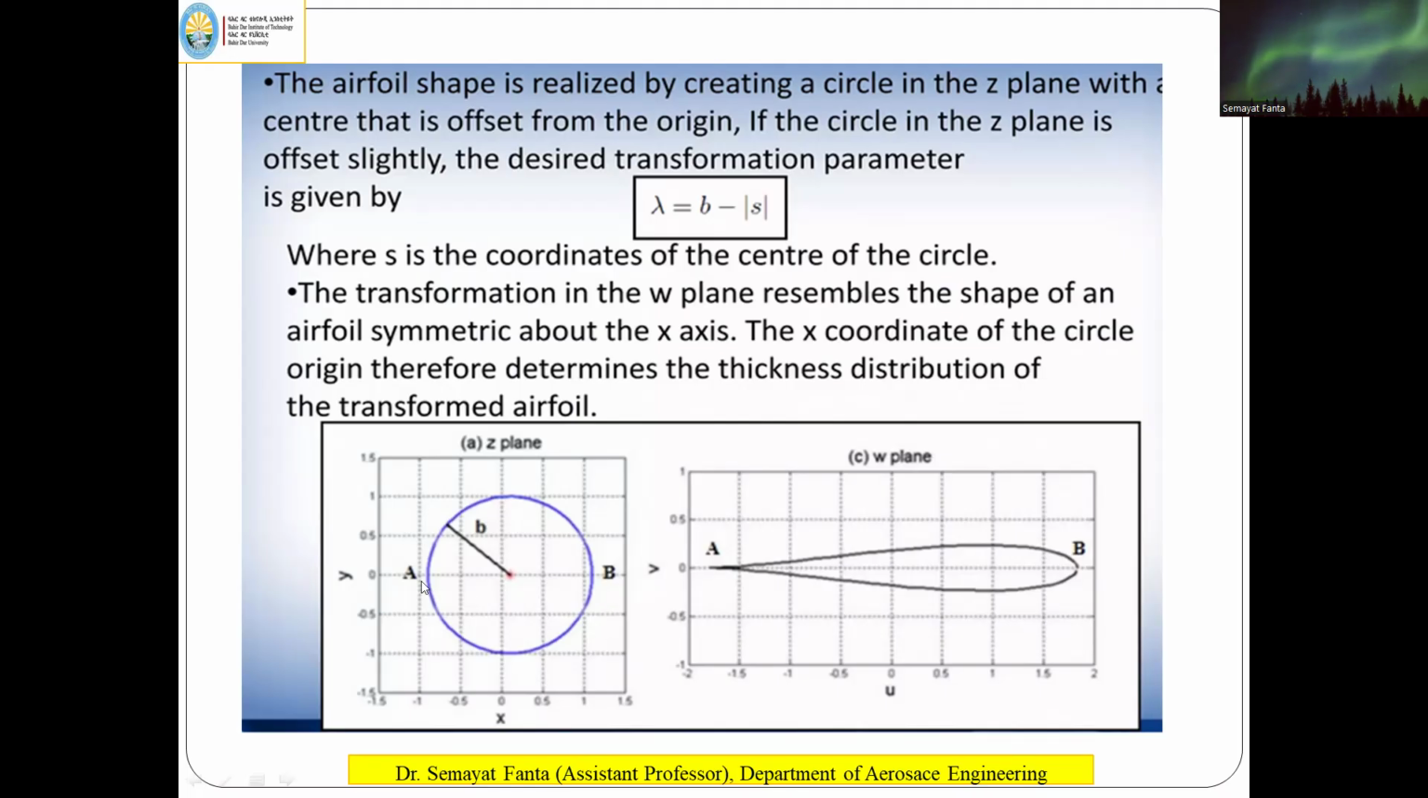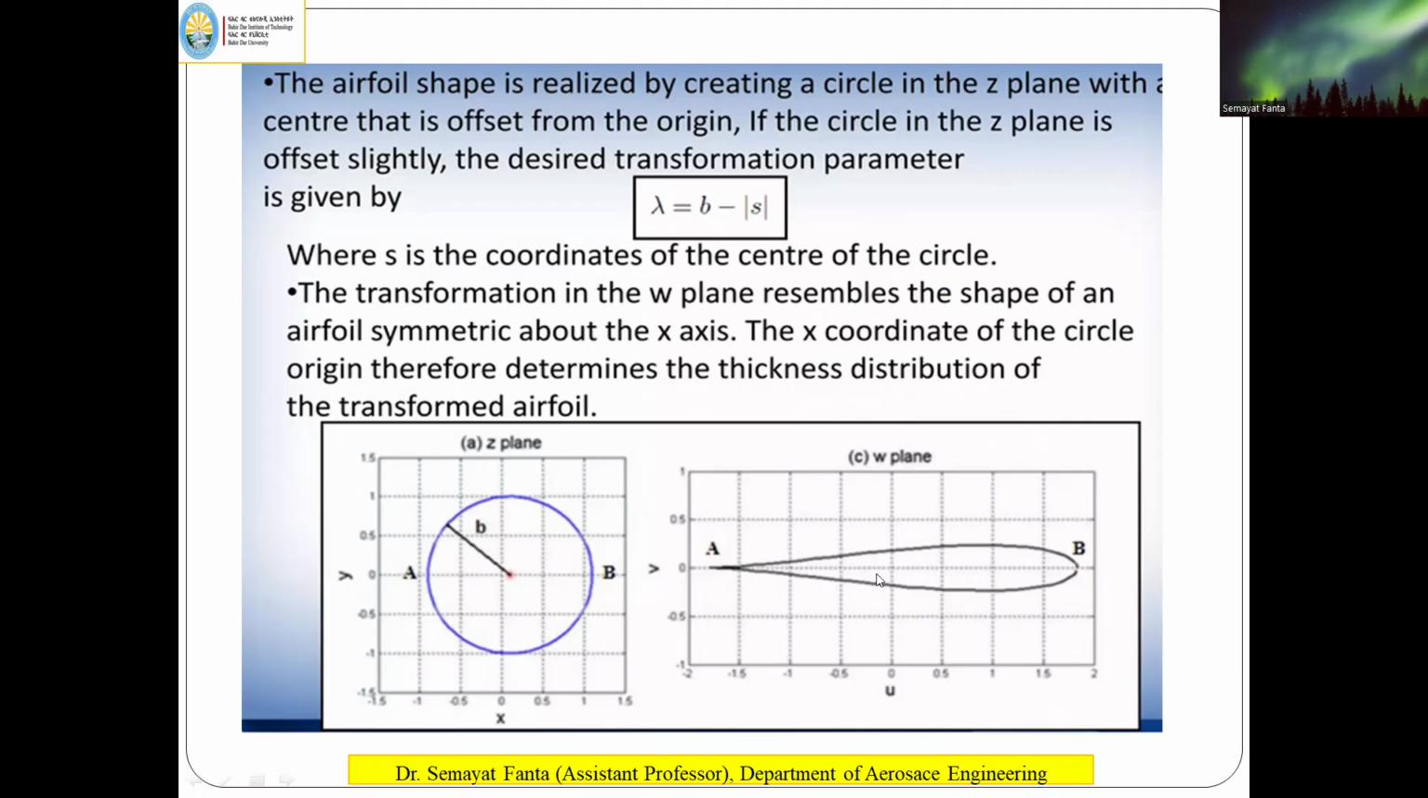Point A and capital B are there in the XY plane, and in our UV plane, we have both those two points. By shifting the circle center, we can find an aerofoil shape. The transformation in the W plane resembles the shape of an aerofoil symmetric about the x-axis. So here it is directly symmetric about the x-axis. The x-coordinate of the circle center, therefore, determines the thickness distribution of the transformed aerofoil.